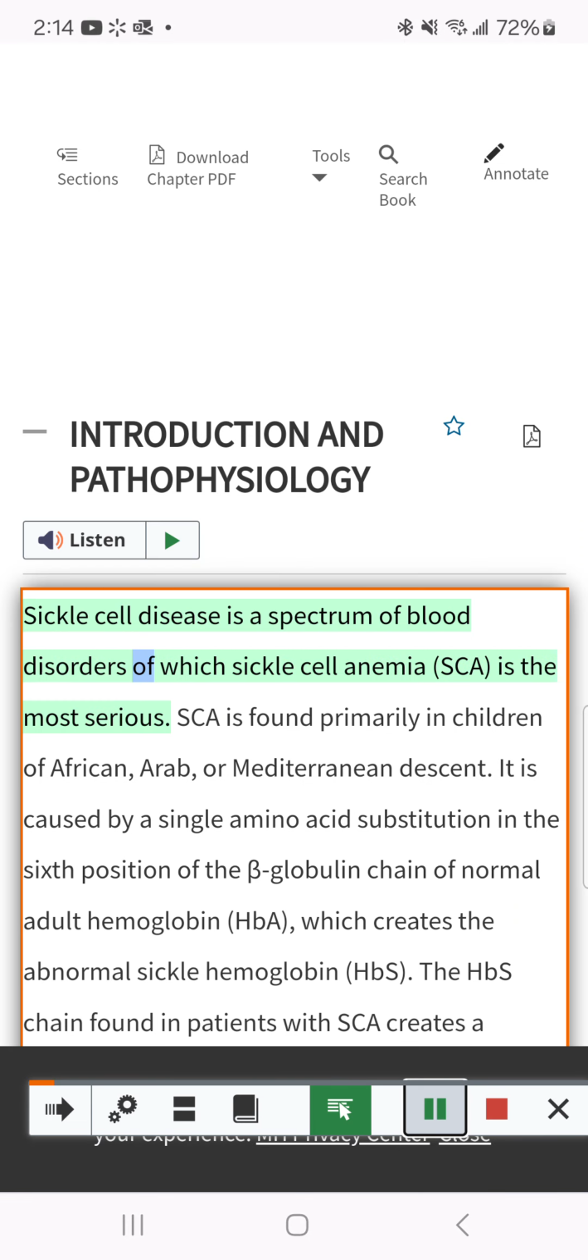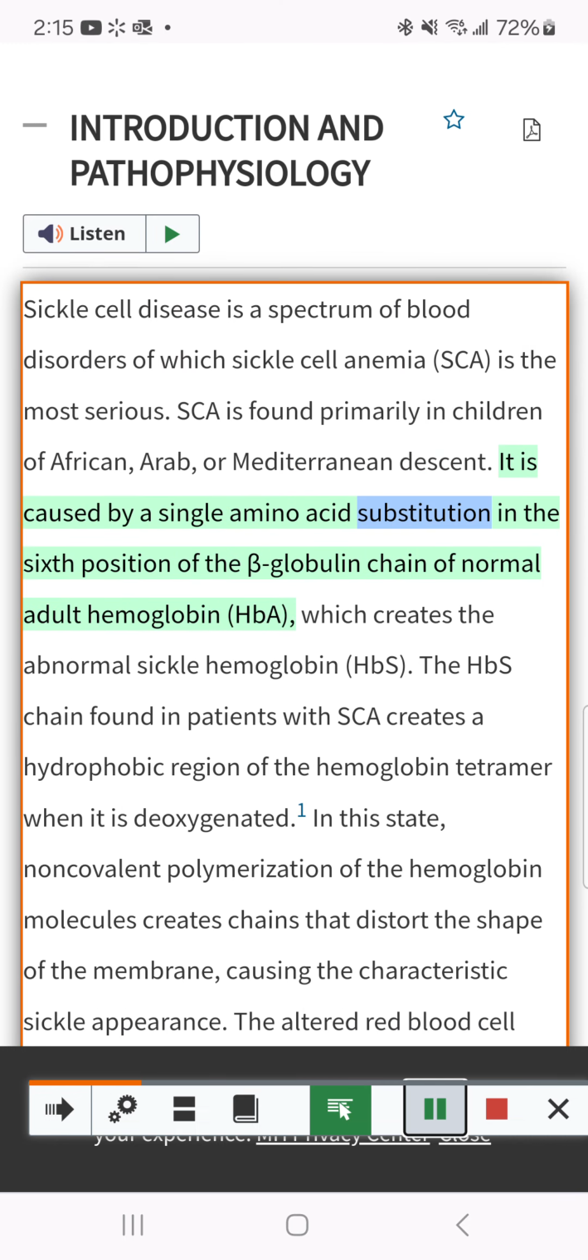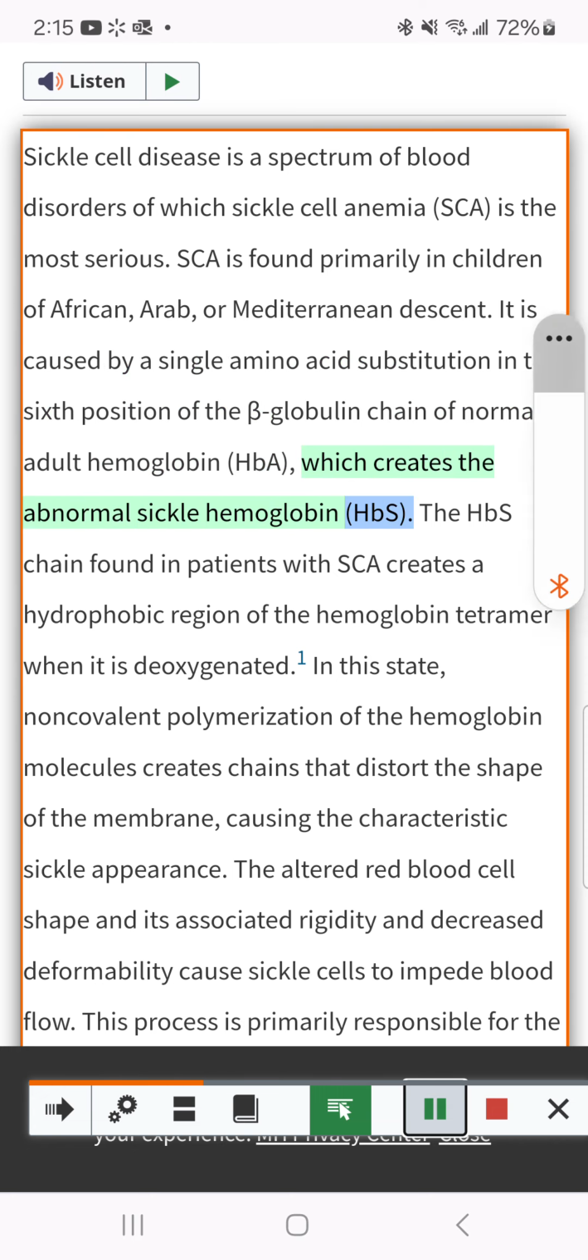Sickle cell disease is a spectrum of blood disorders of which sickle cell anemia, SCA, is the most serious. SCA is found primarily in children of African, Arab, or Mediterranean descent. It is caused by a single amino acid substitution in the sixth position of the beta-globin chain of normal adult hemoglobin, HbA, which creates the abnormal sickle hemoglobin, HbS.